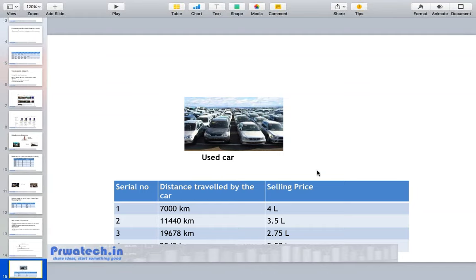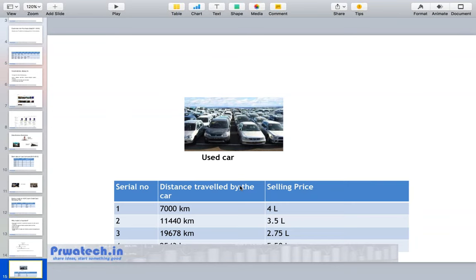Suppose look at this. You have a used car showroom. You have to decide the price on the basis of the odometer reading, that is, the distance traveled by the car. We usually call it the meter in the car. Suppose you have previous data like serial number, distance traveled by the car, and selling price. From this, you have to build a model.